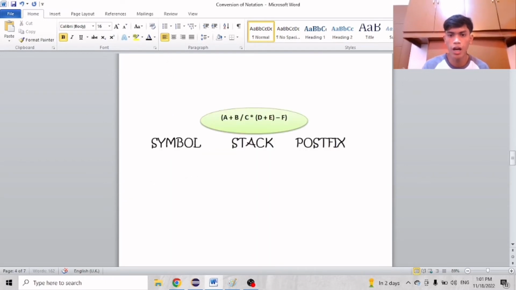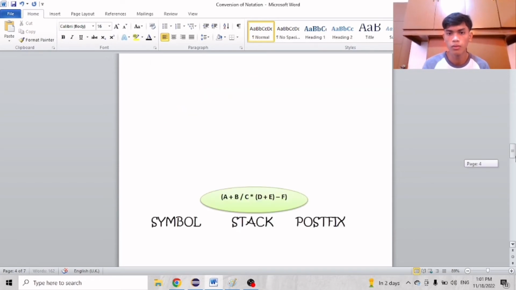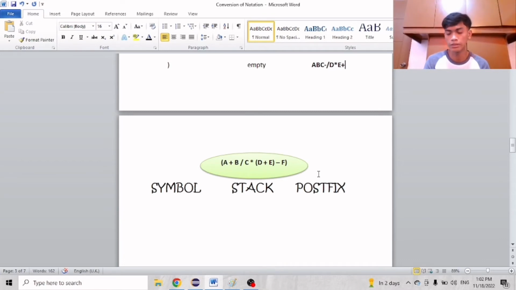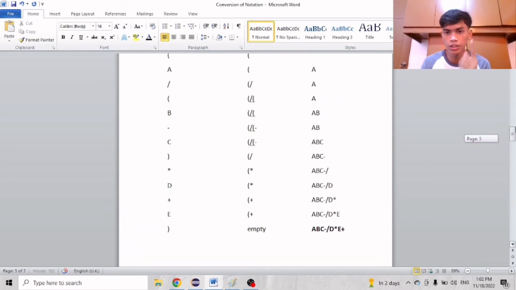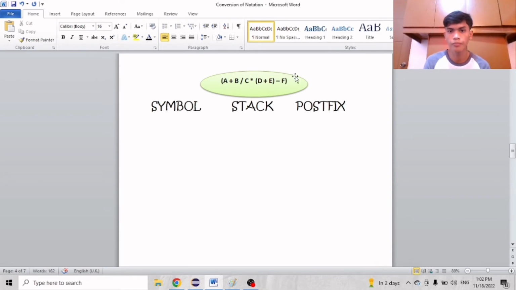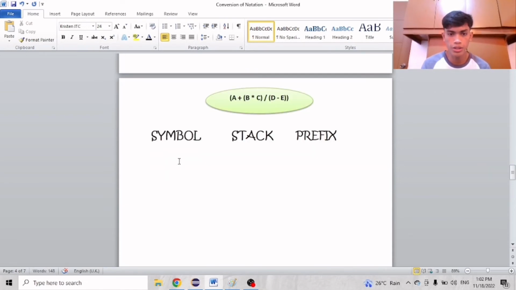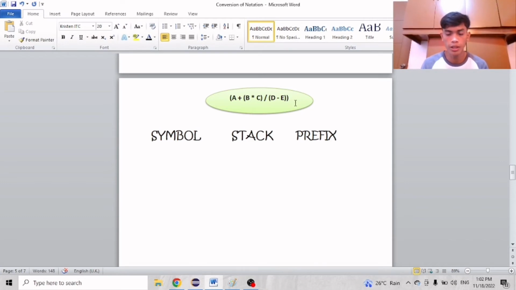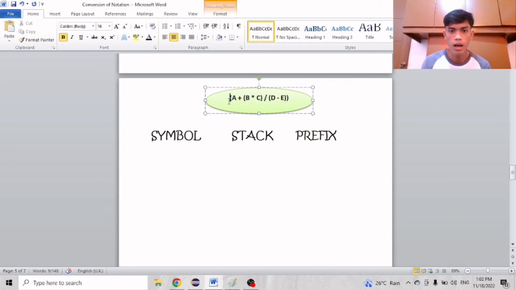Let me give you another example. It's understandable. Let's go to infix to prefix. Prefix is reverse style. By the word reverse, it means we start from letter E, from right to left. Unlike before where we went left to right, here we go right to left.